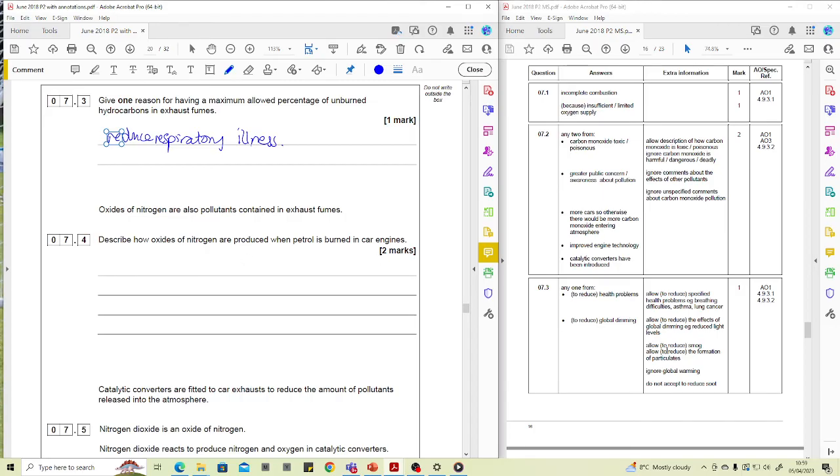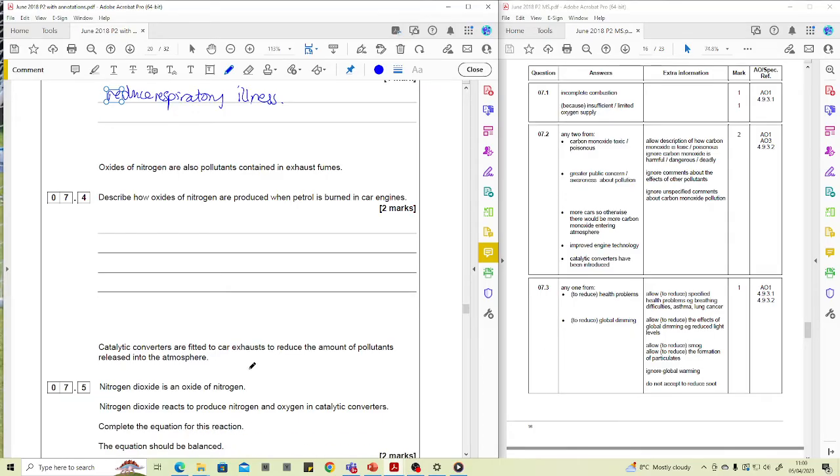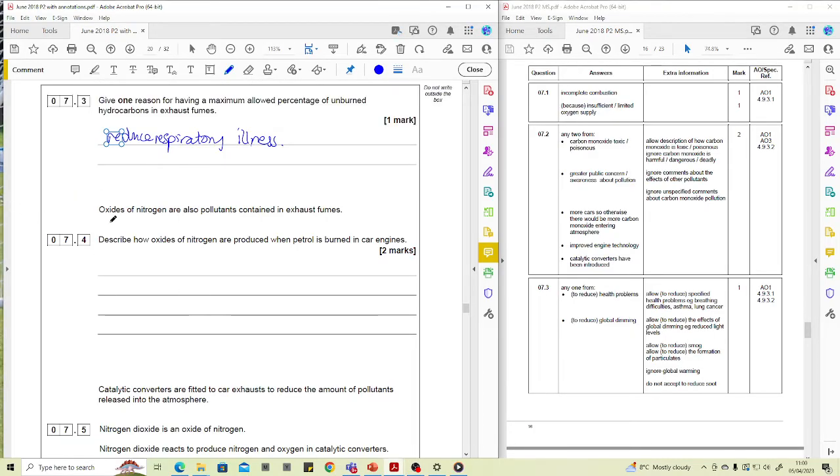But then also in the mark scheme, as you can see, it talks about global dimming, which we don't often mention, and it also says to reduce smog, which is not on your specification, but it's certainly something that happens with unburnt hydrocarbons. Okay, depending on the weather. Oxides of nitrogen are also pollutants contained in exhaust fumes. We've very recently answered this question, so describe how oxides of nitrogen are produced.